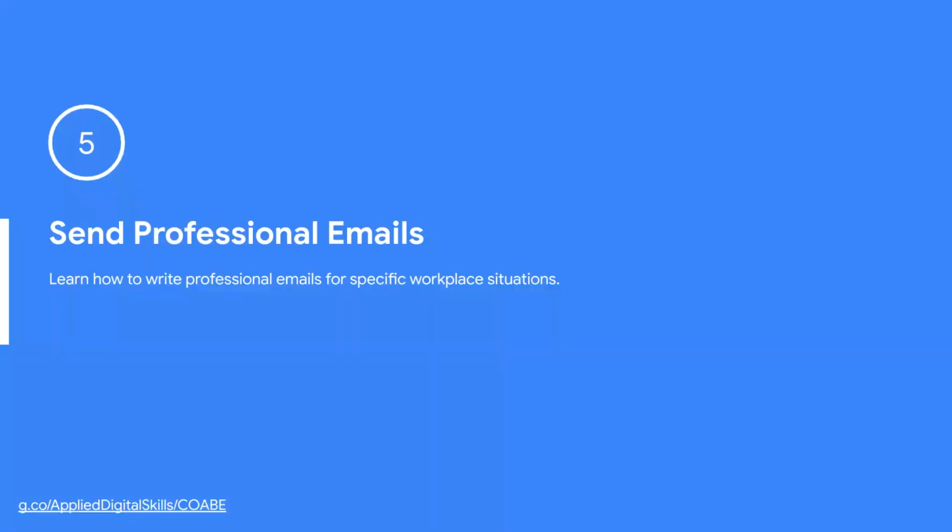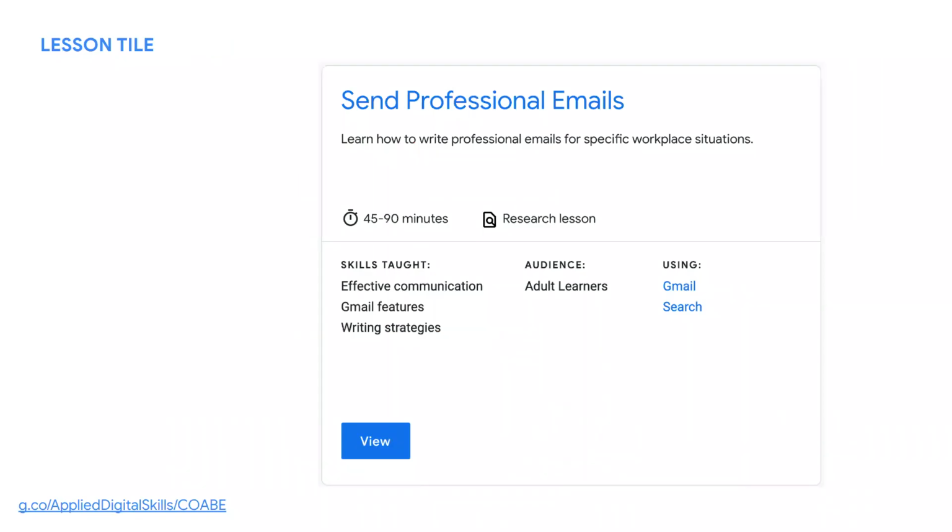Wonderful. So the last lesson that we're going to go through today as part of the beginner series is called Send Professional Emails. This is an extremely important skill for everyone to be able to have. And it really focuses in on learning how to write professional emails for specific workplace situations. It's also a lesson that can be done in as little as 45 minutes. And it really focuses in on using search and Gmail to develop effective communication and writing strategies.